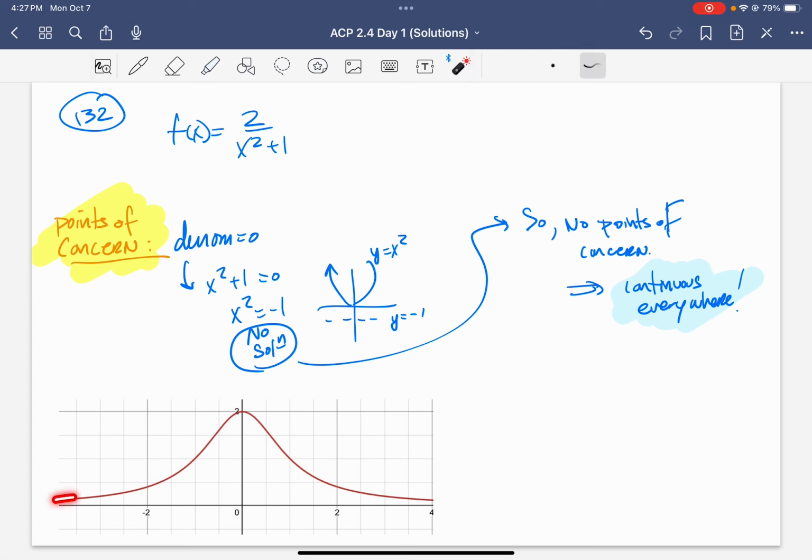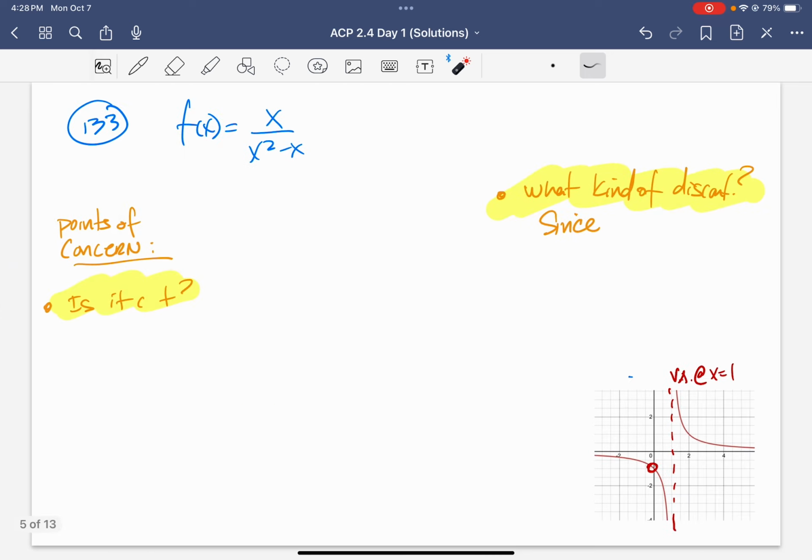And we can really see that when we look at what our graph looks like in Desmos. This thing, when you plug in 0, we get 2 over 1, which is 2. And the bottom's just never going to be 0 because I have a positive thing plus 1. This would have to be negative to make it 0 on the bottom, and it's just never going to happen. 133. Okay, I've got this function.